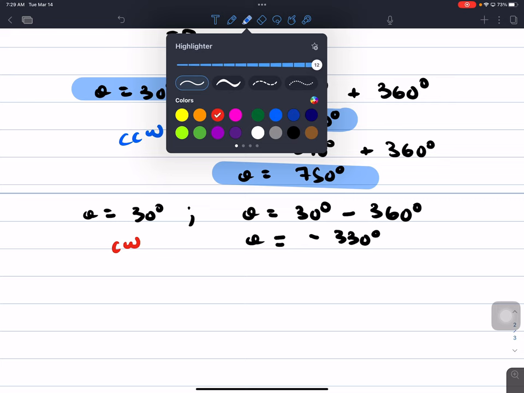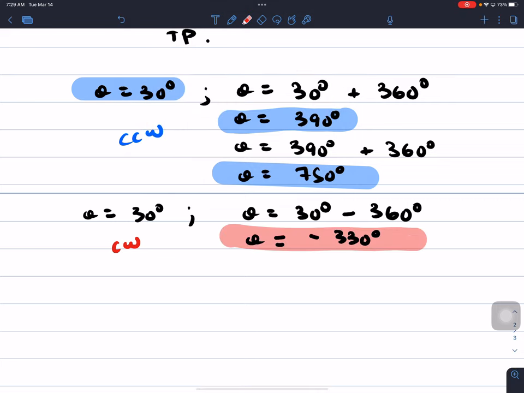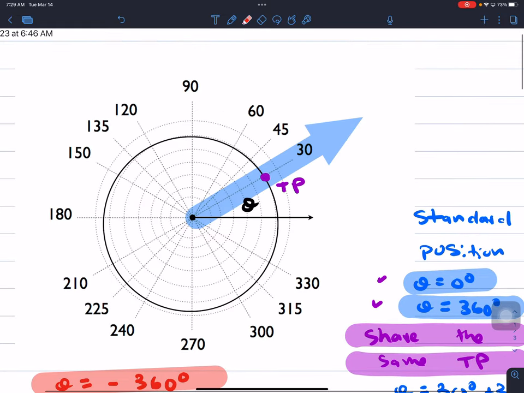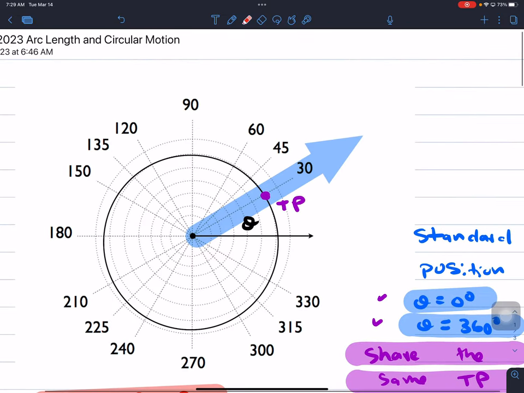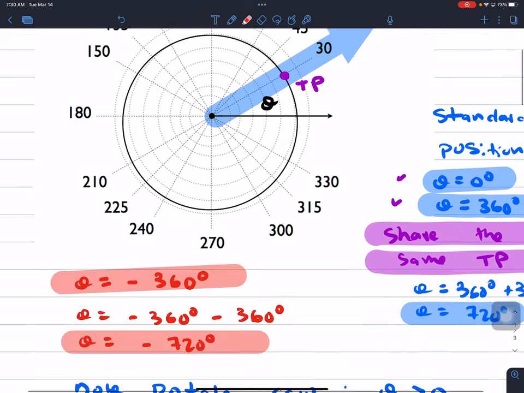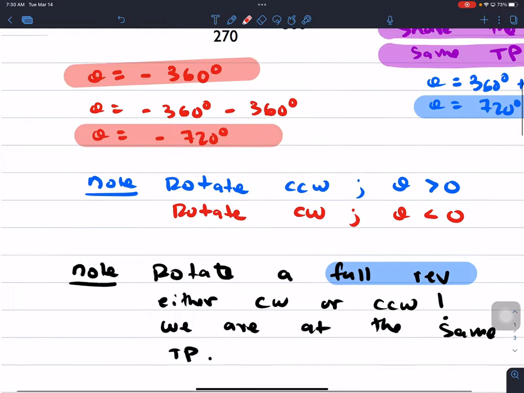So I want you guys to know that you can rotate in the other direction on a circle, a full revolution to end up at the same terminal point, and you have another angle. Okay, but they're equivalent in some way. You say, what do you mean they're equivalent? Do you guys know what I mean by being equivalent? What do I mean by that?